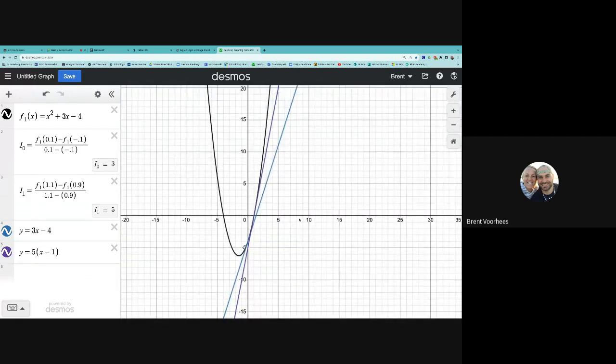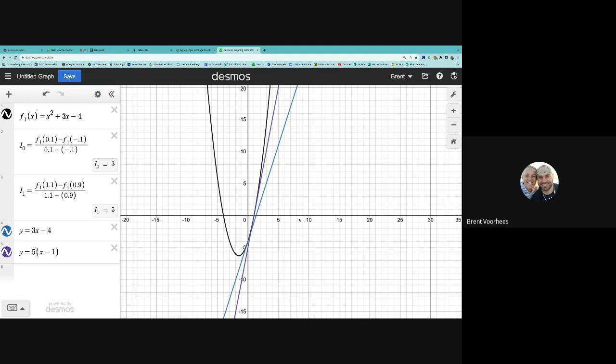Which one's more steep, the blue line or the purple line? Purple. Both are instantaneous rates of change. Notice it's increasing. It's increasing from blue to purple. Because it's increasing, we could say that this has to be concave. Because the slope increases, it has to be concave up.